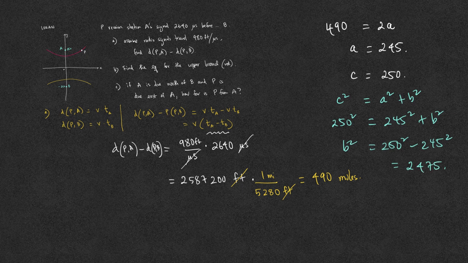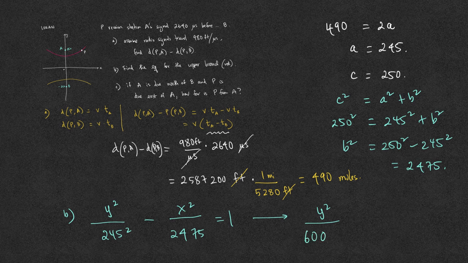2,475 being b squared. So for part b, the equation for the hyperbola is y squared over a squared, but a is 245, minus x squared over b squared. b squared is 2475, equals 1. 245 squared is 60,025, so y squared over 60,025 minus x squared over 2475 equals 1.